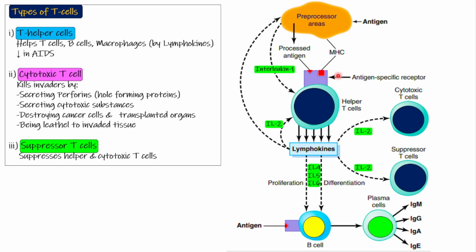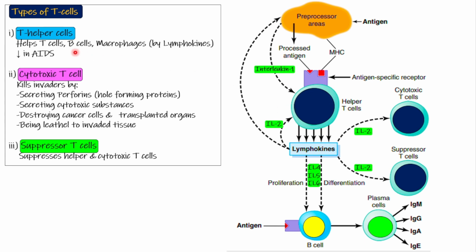So the antigen is presented to helper T cells, which will give rise to interleukin 2. Interleukin 2 will enhance the function of all the T cells, including the helper T cell, cytotoxic T cell, and suppressor T cell. Then we have interleukin 4, 5, and 6, which will help B cells. And then we have interleukin 1, which is coming from the preprocessor area and is basically enhancing or helping the function of the helper T cells.